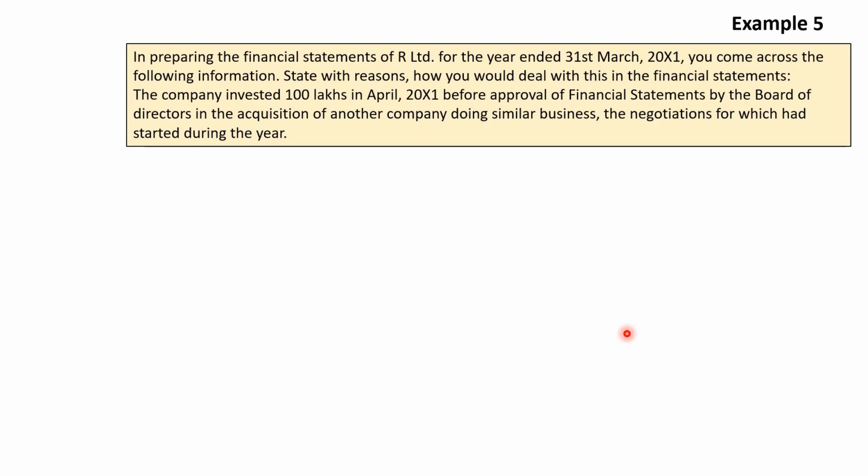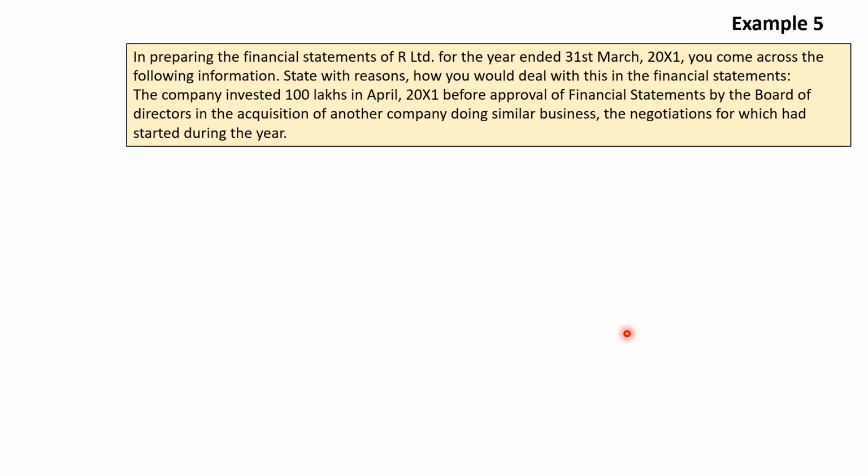So before 31st March, the negotiations took place. The purchase consideration was finalized. The discharge of the purchase consideration was also finalized. But the discharge could not take place before 31st March. The discharge took place in April. Which company we are going to buy, that is decided before 31st March. At what purchase consideration we are going to buy, that is decided before 31st March. How the purchase consideration will be discharged, in which form it will be discharged, everything is decided before 31st March.